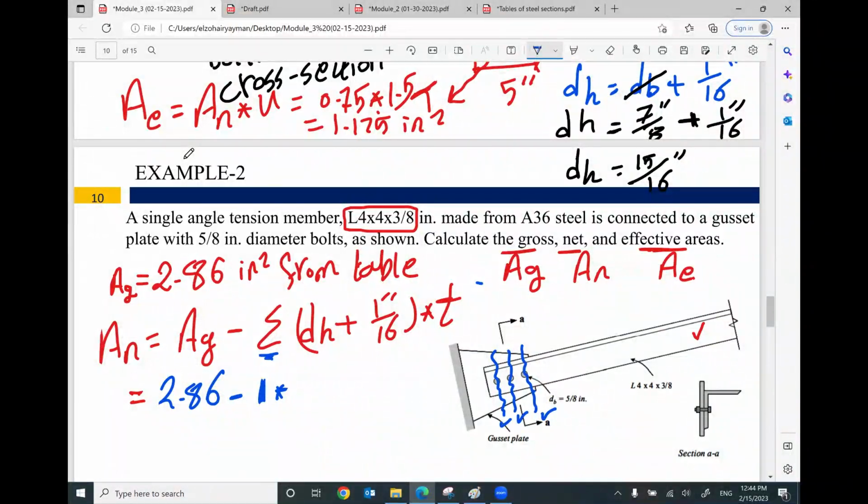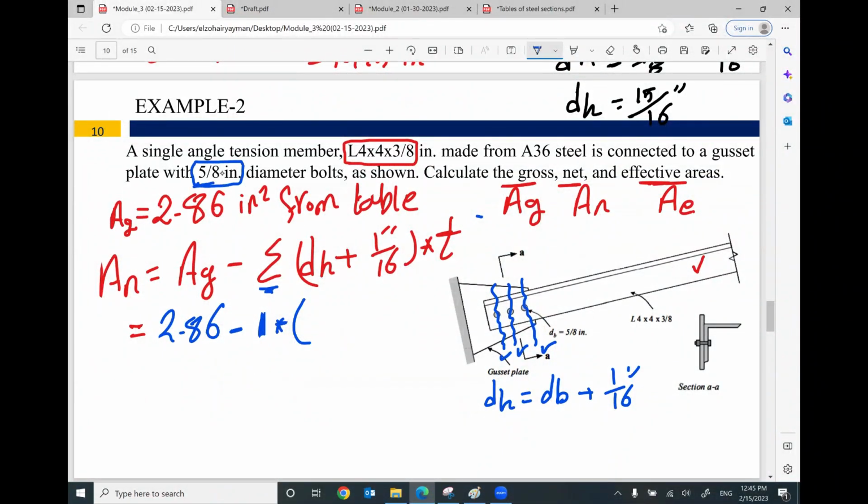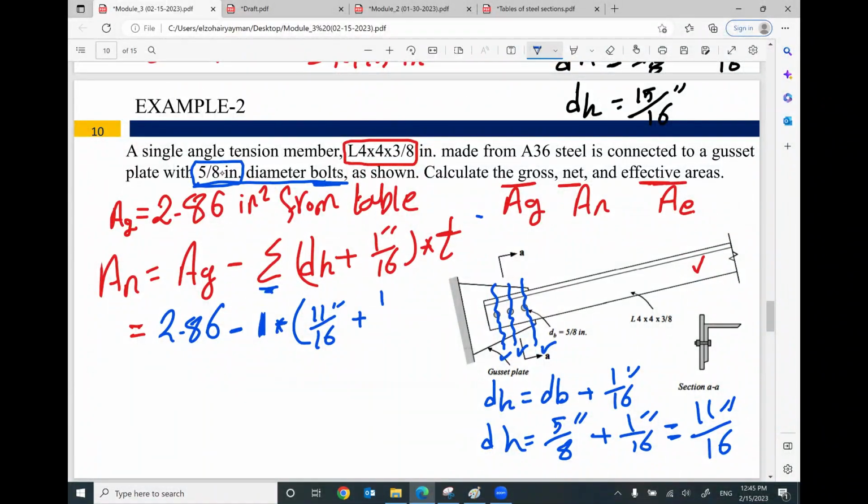That makes sense? So d hole equals d bolt plus 1/16 inch. I believe the given information about the diameter will be related to the bolt. So 5/8 inch plus 1/16 inch gives you the d hole, the diameter of the hole. The diameter of the hole will be 11/16. So I will put here 11/16. I will add another 1/16 times thickness.